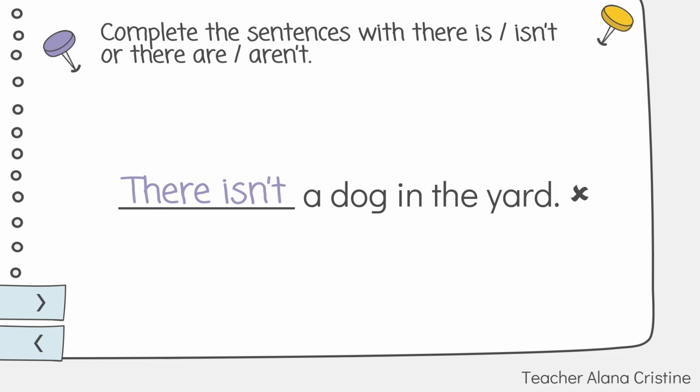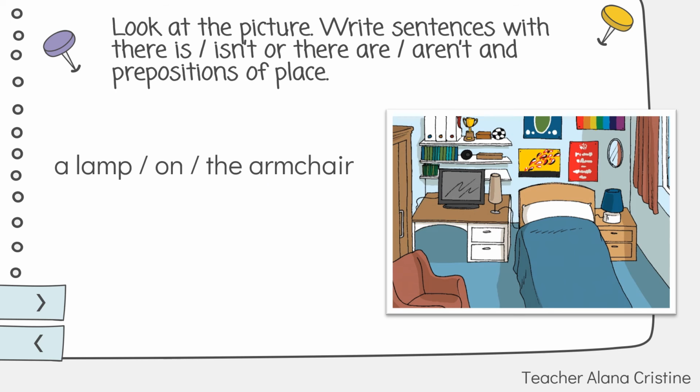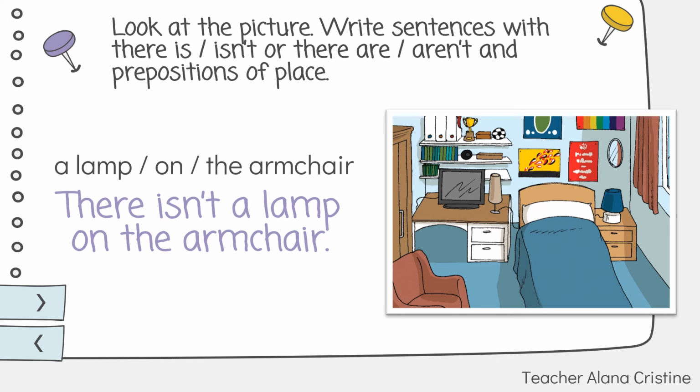Now, guys, let's move on to the next activity. Now, you have to look at the picture, write sentences with there is, there isn't, or there are, there aren't, and prepositions of place. A lamp on the armchair. You have to complete and do it like this. Take a look at the example. There isn't a lamp on the armchair.